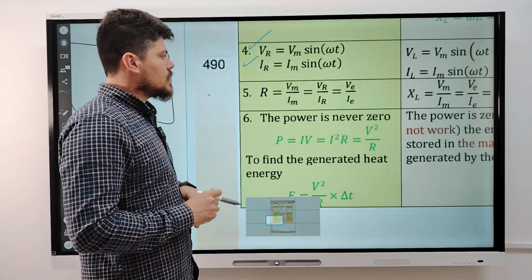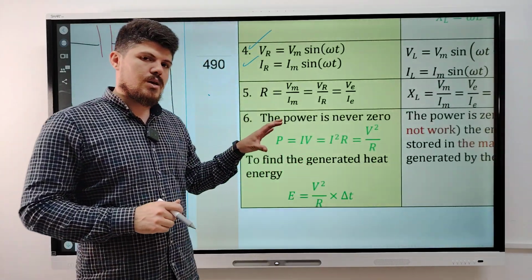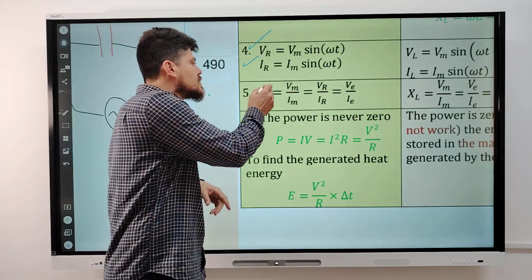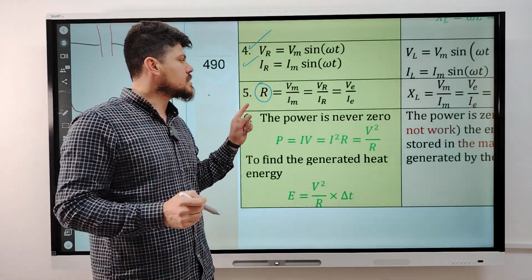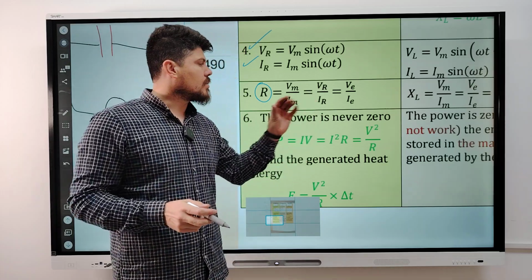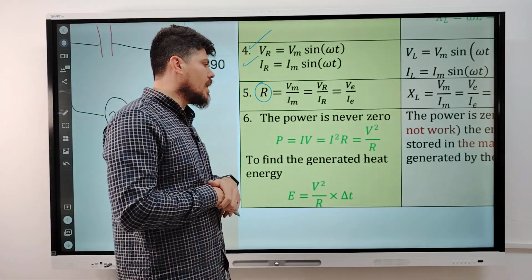And according to Ohm's law, in pure resistance, they obey Ohm's law. You can find resistance at each instant. Resistance is equal to Vm over Im, or VR over IR, or VE over IE.